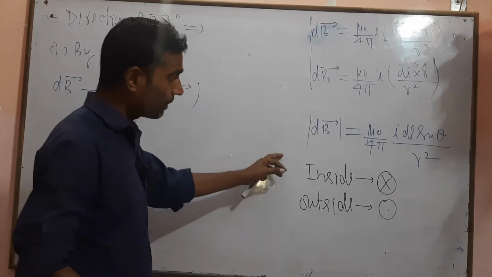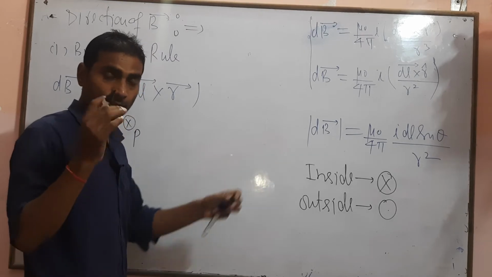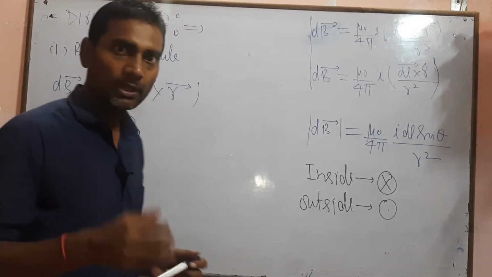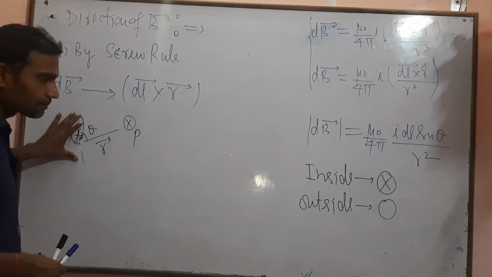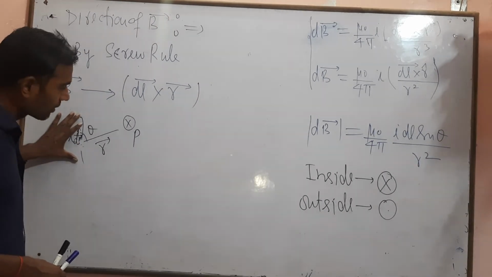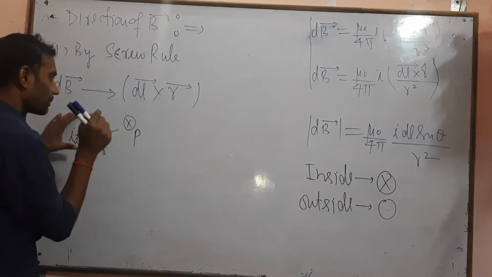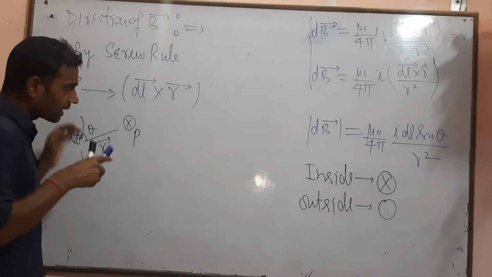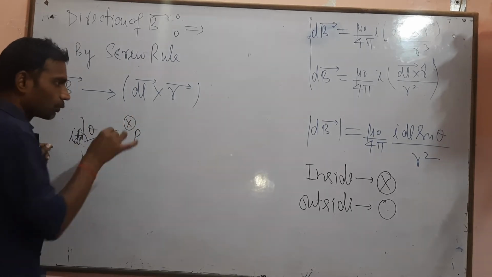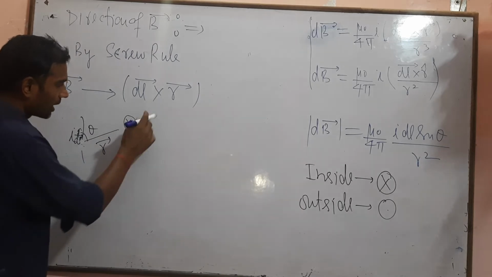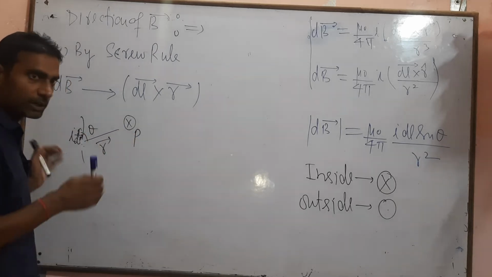This is with respect to the plane in which we are observing that point. In this situation the wire is on this whiteboard, so a cross represents inside the whiteboard. If we come from outside the whiteboard, then that will be outside the whiteboard.